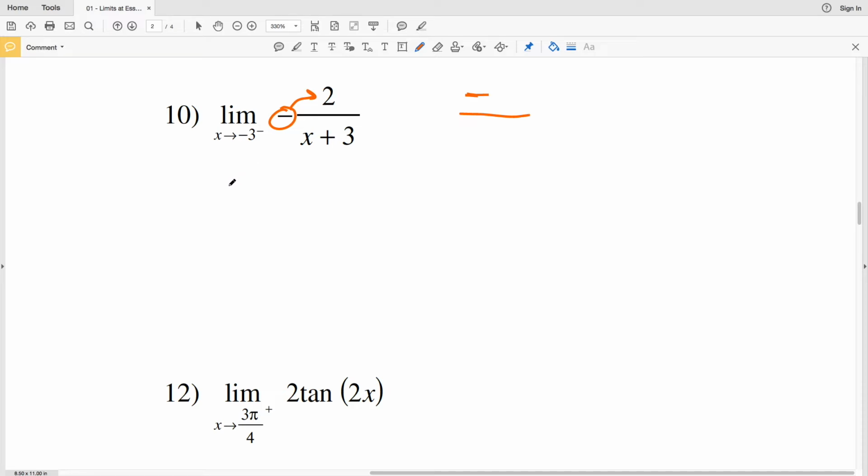So from the left of -3, that's going to be x less than -3. So let's try -4. -4 plus 3 is going to give me a negative number, a -1 to be precise. So because we have a negative over a negative, the sign associated with infinity is going to be positive. So +infinity is my solution in number 10.